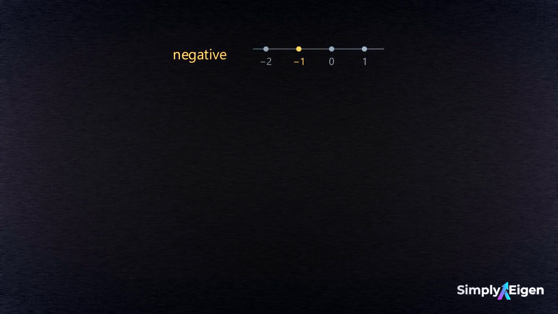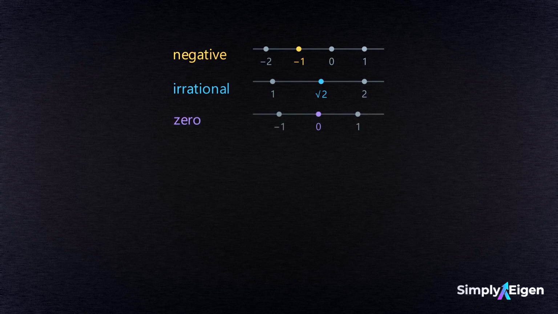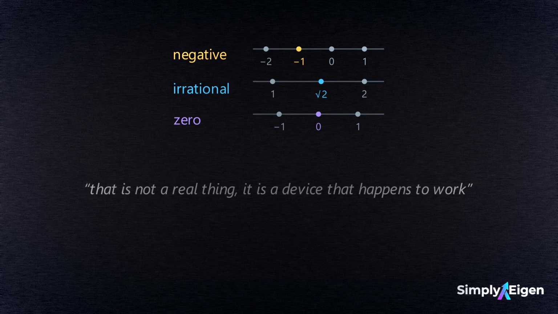Every kind of number we now use was somebody's absurdity once. Negative numbers were rejected as debts pretending to be quantities. Irrational numbers broke the Pythagoreans badly enough that there are legends about it. 0 took centuries to be accepted as a number rather than a gap. Each time, the objection was the same. That is not a real thing. It is just a device that happens to work.